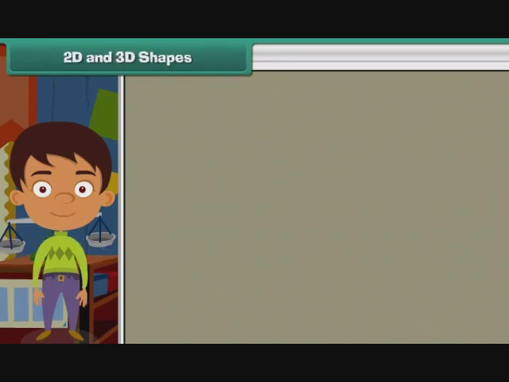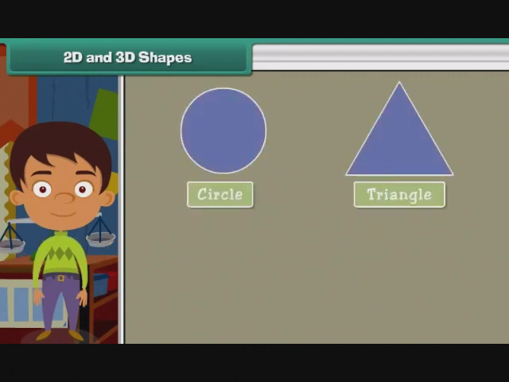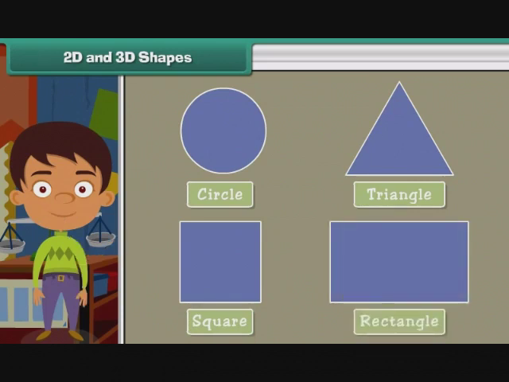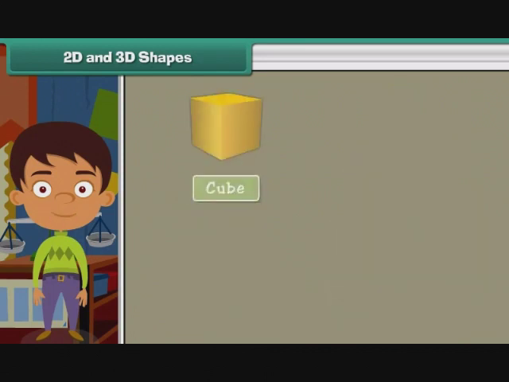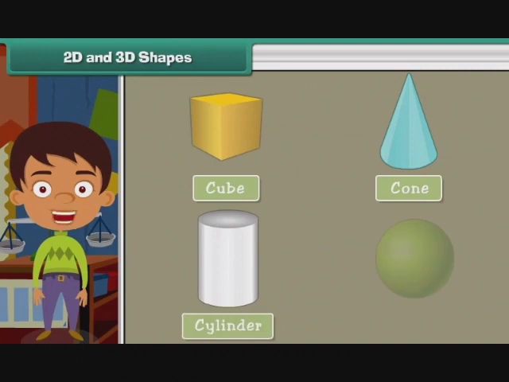2D and 3D shapes. Now let us talk about two-dimensional or 2D shapes. Some 2D shapes are circle, triangle, square, and rectangle. Some three-dimensional or 3D shapes are cube, cone, cylinder, and sphere.